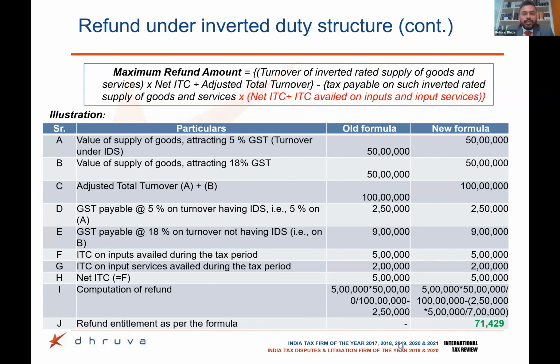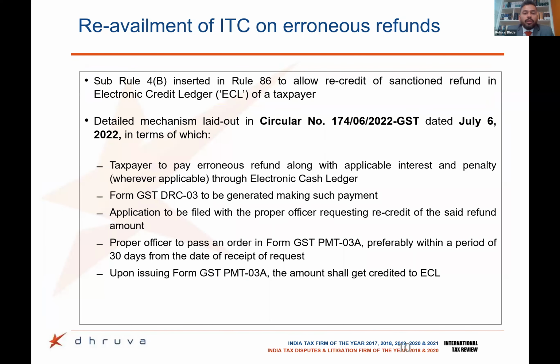Moving to the next change, which is in relation to re-availment of ITC on erroneous refund. Now, a lot of times it has happened with multiple taxpayers that they have claimed refund, they have received the refund, and at a later stage, they have realized that this refund that they have received is erroneous, either on their own or, most of the times, tax authorities have pointed out that the refund that was granted to you was an erroneous refund.